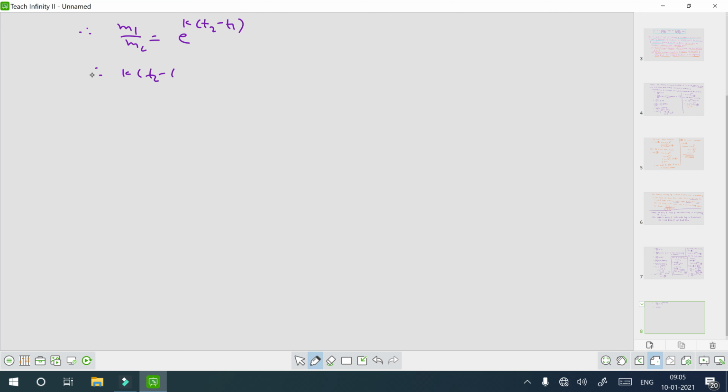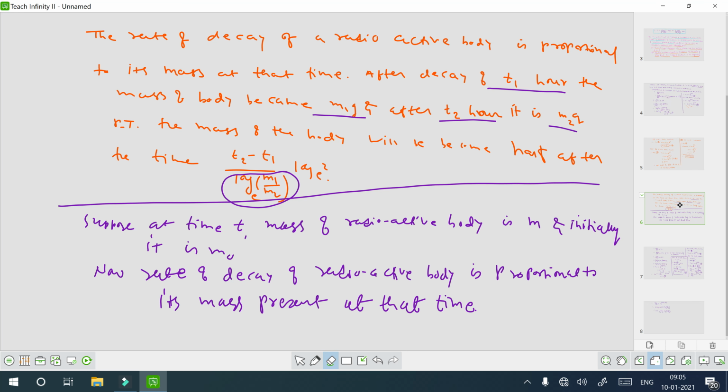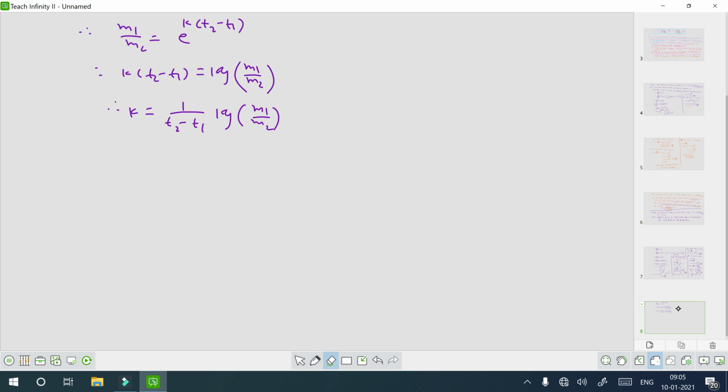So k of t2 minus t1 is equal to log m1 by m2. So what will be k? 1 by t2 minus t1 log m1 by m2. We want to prove the time. If the mass of body will become half after the time, that we want to prove. That means if m is equal to m0 by 2, then what will be the t? That thing we want.